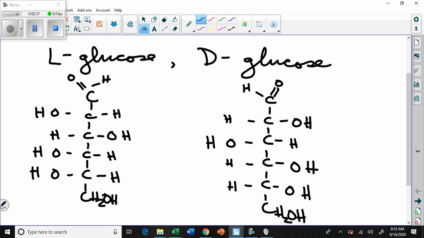And of course, we could also look at the Haworth projection. The only difference would be instead of them being side to side, we would have more OHs on the top versus on the bottom, right? So rather than draw those as well, those are in your book from yesterday, so you can go back and look at those. So this is D and L. That's the difference. It's like your right and left hand.